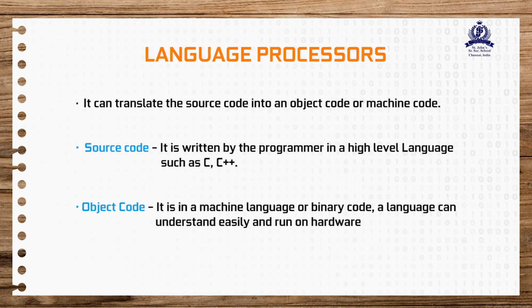There are two different types of codes. One is called a source code, the other is called an object code. Source code means a program the programmer has written using any one of the high level languages. Suppose you are sitting in a lab and writing programs using any programming language, that is called source code. Object code means the same code, whenever you run that program, is translated into machine language or binary code, zeros and ones. That kind of language is called object code. It can be understood easily only by the computer and it runs on hardware. So that is the use of object code. These two different kinds of codes are available in language processors.